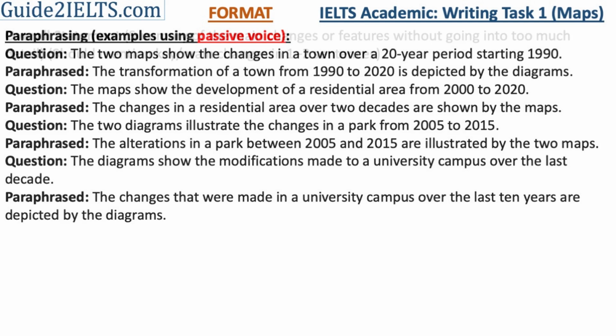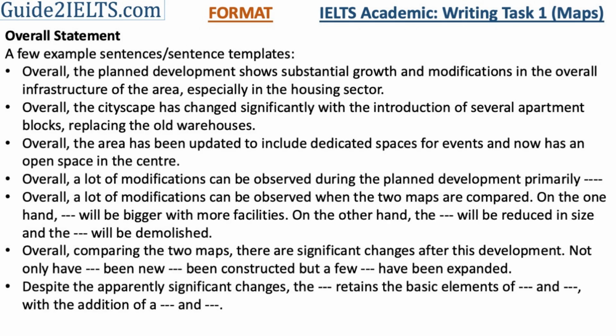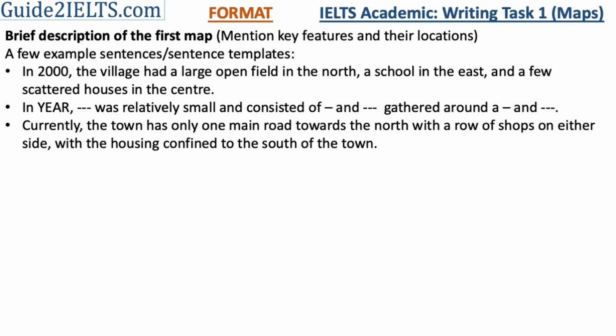Let's now talk about the overall statement. You can write the overall statement after the paraphrasing or you can write it at the end of the writing. Overall statement is a summary of the main changes or features without going into too much detail. Observe the two given maps and identify where the main changes are. And that is what your overall statement is. A couple of examples are on your screen.